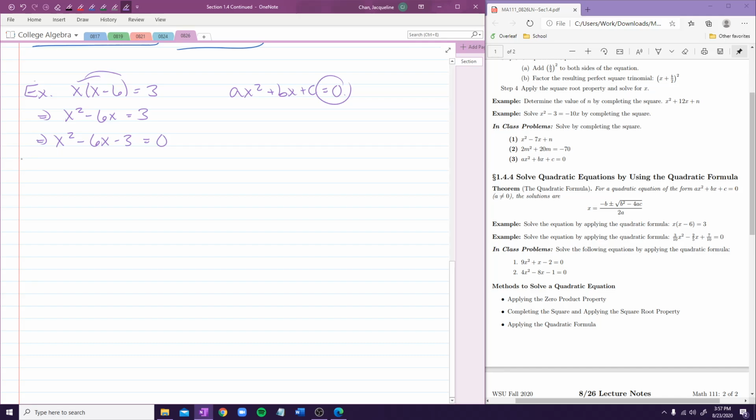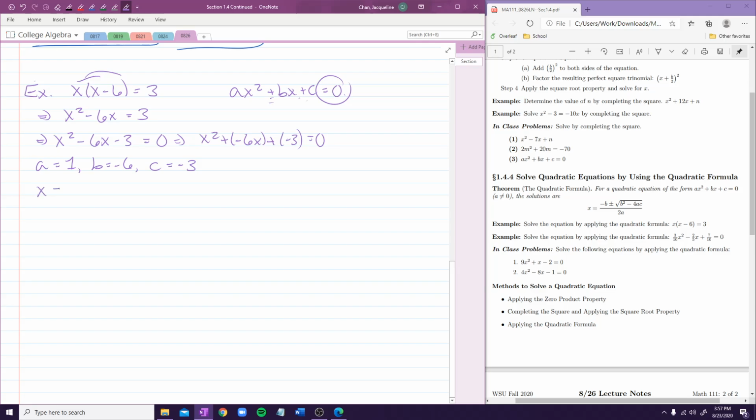Okay, so let's apply the formula. What is A? A is 1, B is negative 6, and C is negative 3. Keep in mind these are all pluses. So this can actually be rewritten as x squared plus negative 6x plus a negative 3. Now let's apply the formula.